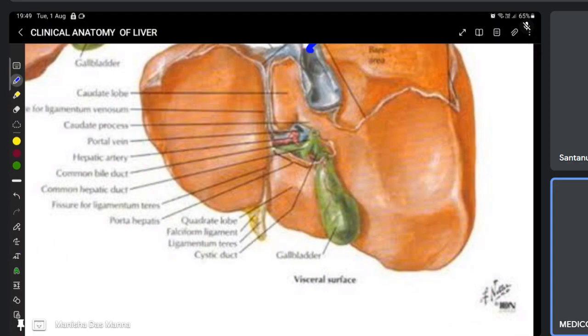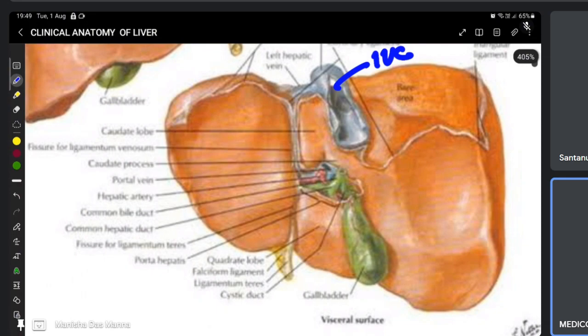Okay, is it clear? Next, there are other structures. What is this? This is called the porta hepatis. Now I'm going to tell you one important surgical landmark.